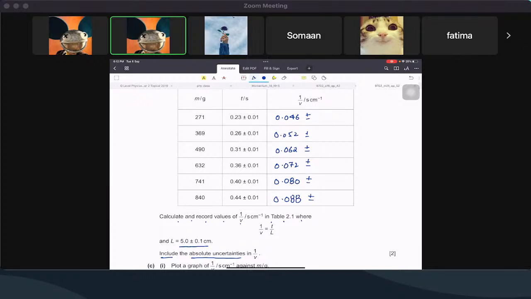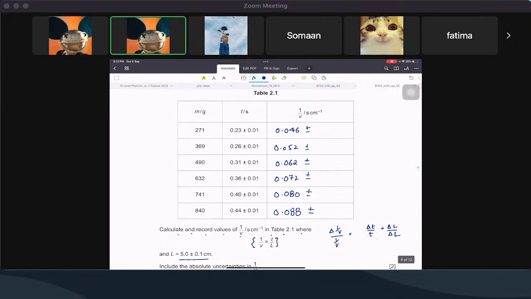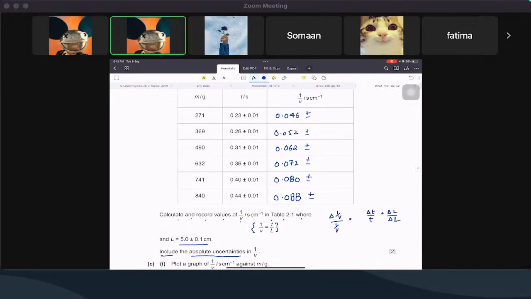So for uncertainty, this is the equation. For the uncertainty in 1 upon v, I need to take the ratio: uncertainty in t over t plus uncertainty in L over L, and there's no square, so that should be the equation. And this is how we're going to find the uncertainty. So what you're going to do then is, if you look at it, all the uncertainties in this one are the same. So you're going to write 0.01, and I'm going to do a very clever thing here.